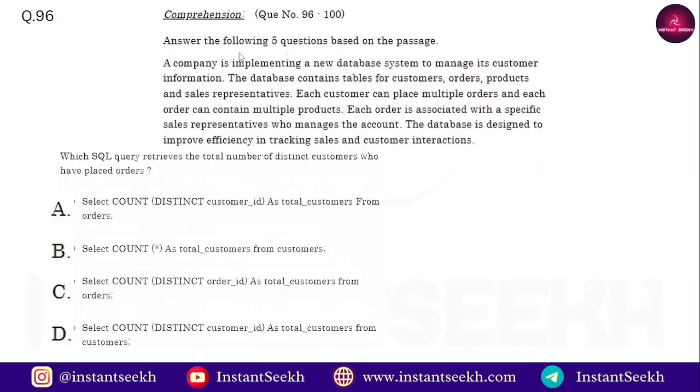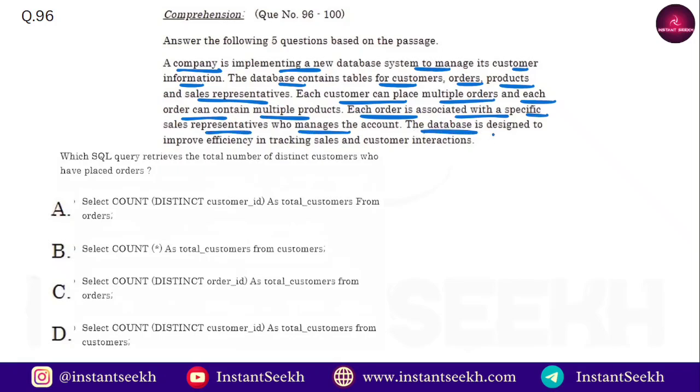Now questions number 96 to 100 are based on this particular comprehension. A company is implementing a new database system to manage its customer information. The database contains tables for customer orders, products, and sales representatives. Each customer can place multiple orders, and each order can contain multiple products. Each order is associated with a specific sales representative who manages the account. The database is designed to improve efficiency in tracking sales and customer interactions.